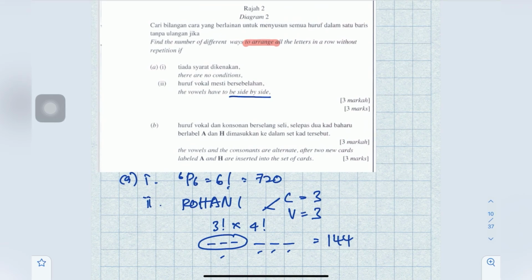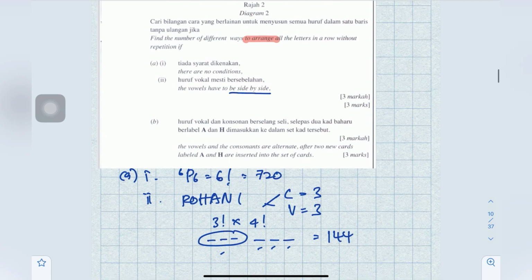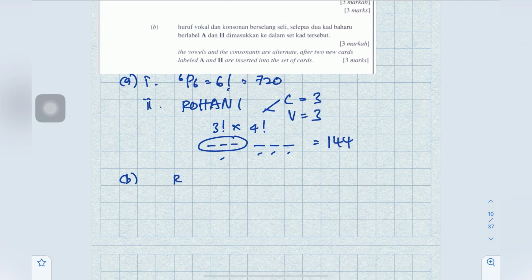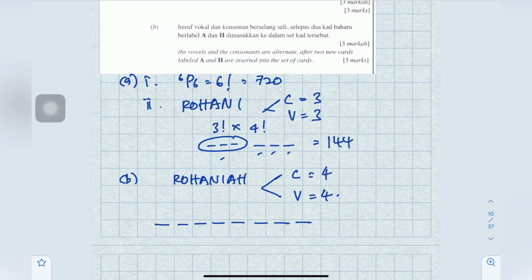B, the vowels and the consonants are alternate after 2 new cards labeled A and H are inserted into the set of cards. For B, we add these 2 cards to ROHANI, A and H. So the consonants are 4 and the vowels are 4. They want alternating, so together it is 8 positions: 1, 2, 3, 4, 5, 6, 7, 8. Alternating means, for example, consonant, vowel, consonant, vowel, consonant, vowel, consonant, vowel. We have 4 consonants, so 4 choices, then 3 choices left, then 2 choices, then 1 choice. Vowels are the same: 4 choices here, 3 choices here, 2 choices, 1 choice.